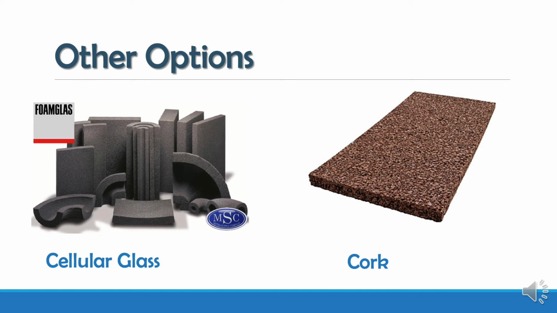And there are some additional materials that are out there that are not used as much and we didn't discuss in the book, but it is good to know about. The one on the left is cellular glass. So one of the brands is Foamglas, and it is a 100% glass material that is manufactured primarily from sand, limestone, and soda ash.